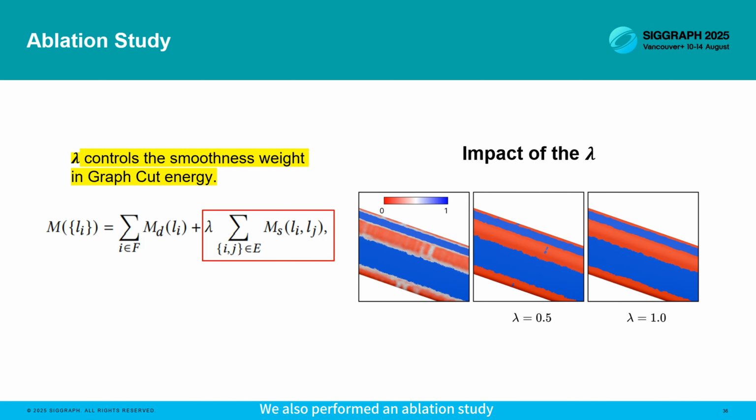We also performed an ablation study on key hyperparameters. Starting with lambda, it controls the smoothness of the segmentation. When lambda equals 0.5, the result has isolated islands. Increasing it to 1.0 makes the result much smoother and removes those artifacts, clearly improving regularization.